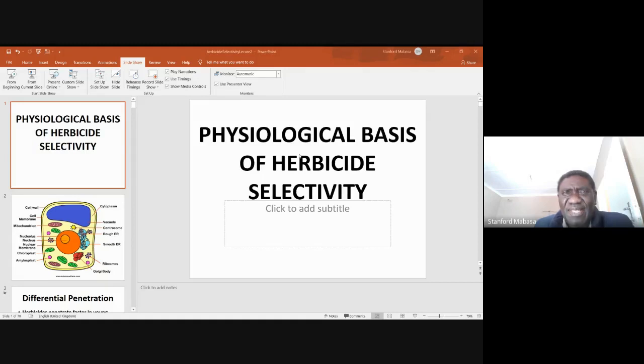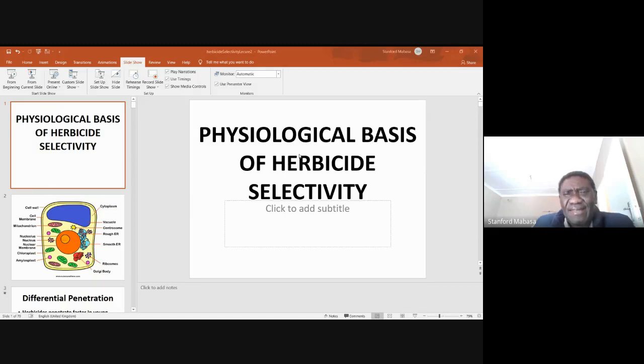The first part, I'll be talking about the entry of herbicides into a plant and how they move within the plant. It is the entry and the movement within the plant which can result in selectivity. Then the other thing which I am going to talk about is the activity of enzymes, how enzymes can influence selectivity. That is the second thing.